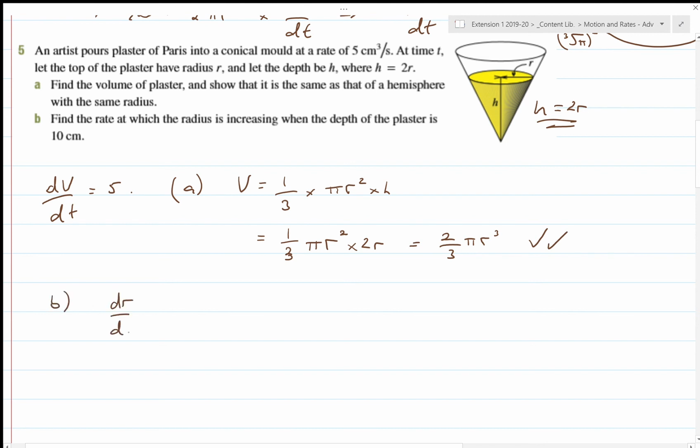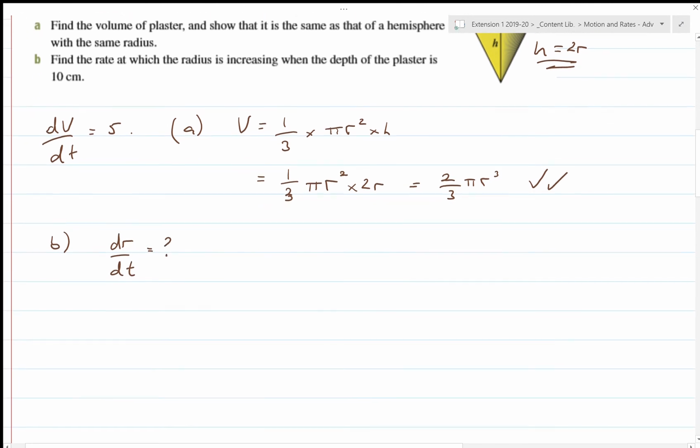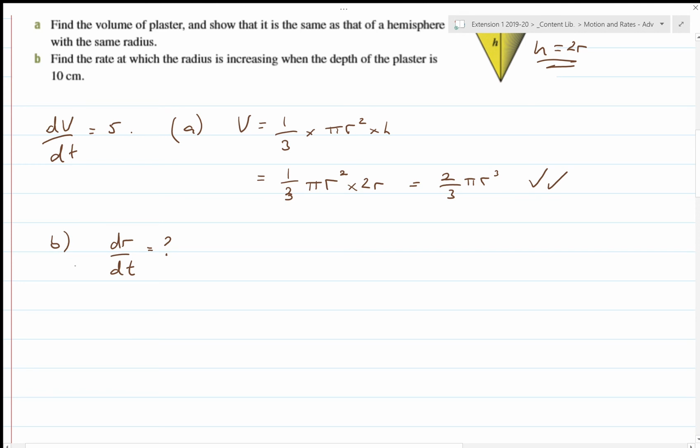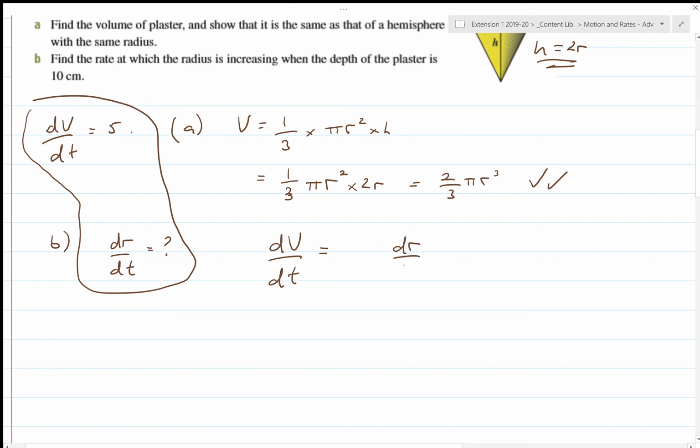Find the rate at which the radius is increasing when the depth of the plaster is 10. So we have these, and what we do is we try and link them. So I need to work out what goes here. Well, I need a dV on the top and I need a dr on the bottom. And then I just think, can I get dV/dr? Well, I can. I've got this equation which links V and r, so I can differentiate it.